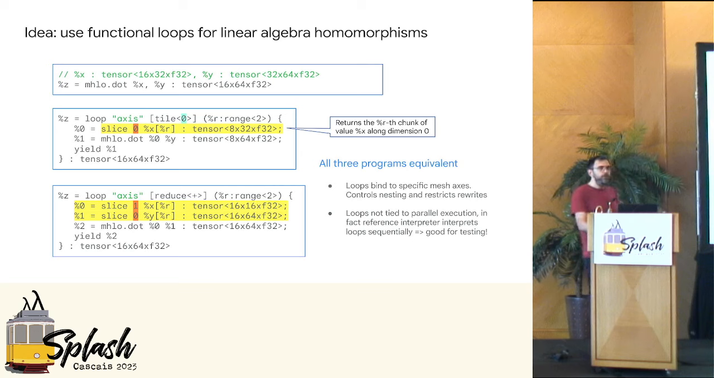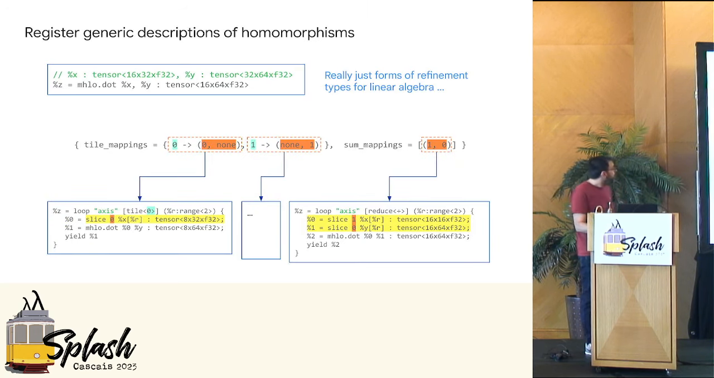But the second thing to notice is that the semantics of this is not really tied to these axes, so you could view these axes as just annotations, and you could ignore them, and you could lower these loops sequentially as loops that actually concatenate in the end or reduce in the end. And in fact, that's what we do for our reference interpreter. So that was kind of idea number one.